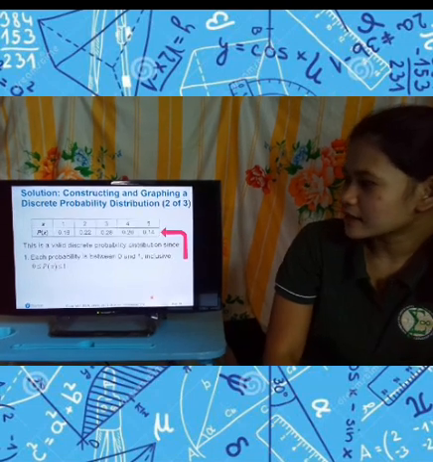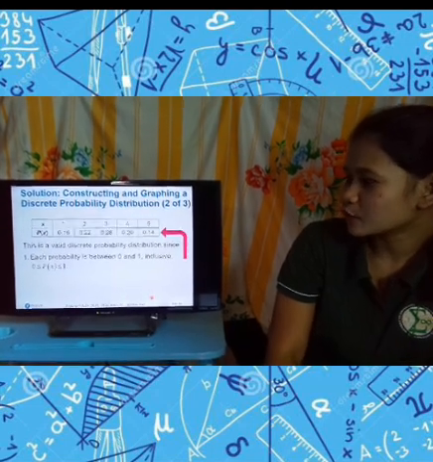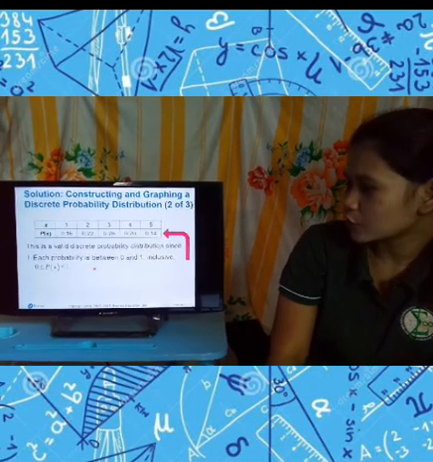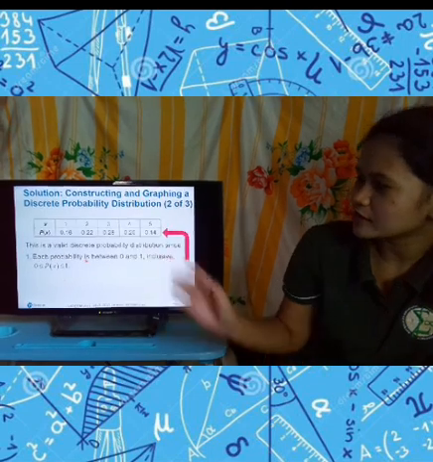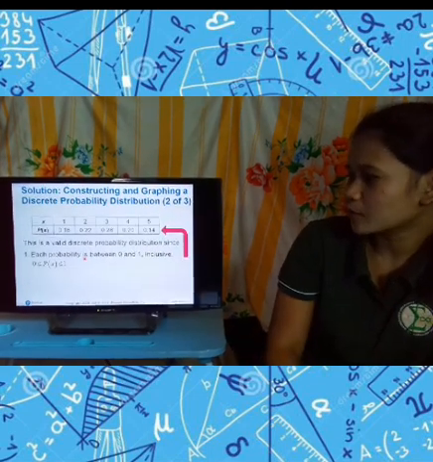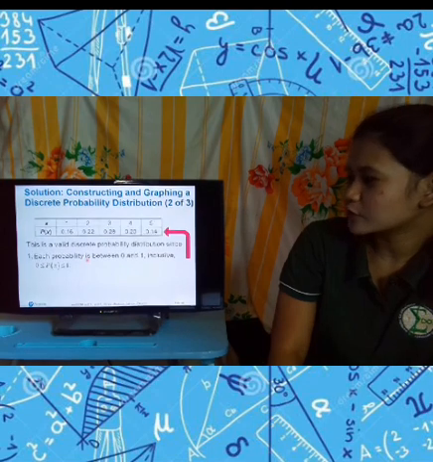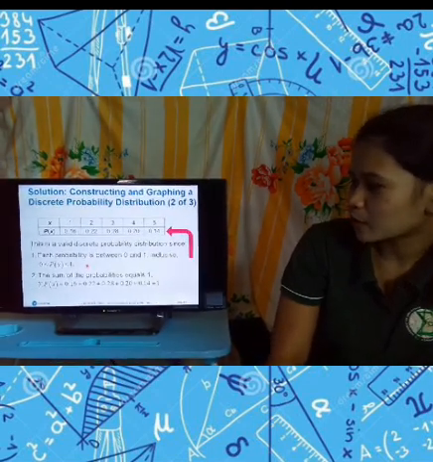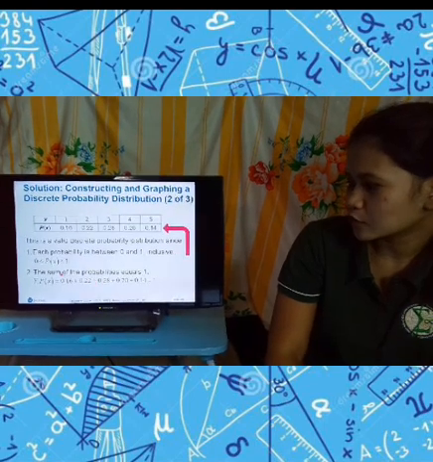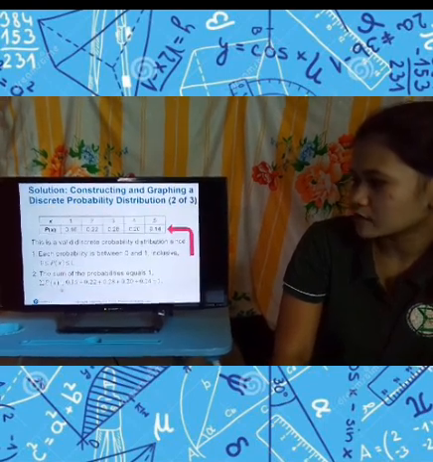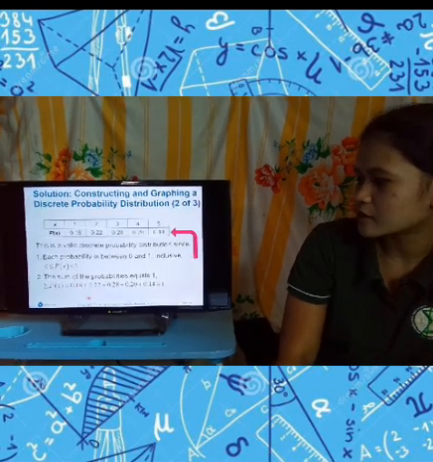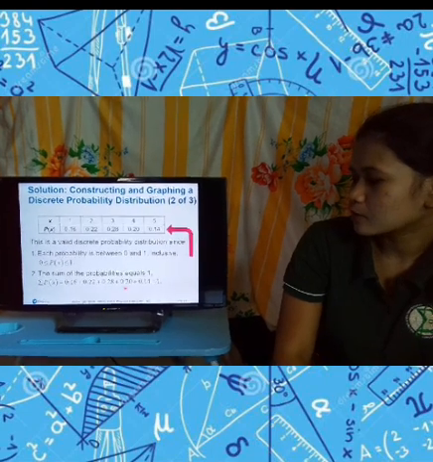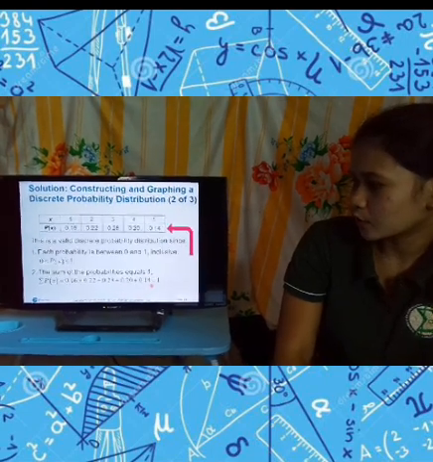This is a valid discrete probability distribution since each probability is between 0 and 1 inclusive. As you can observe, all the values are between 0 and 1. And then the sum of the probabilities equals 1. So the summation of P of x is equal to 0.16 plus 0.22 plus 0.28 plus 0.20 plus 0.14, which is equal to 1.